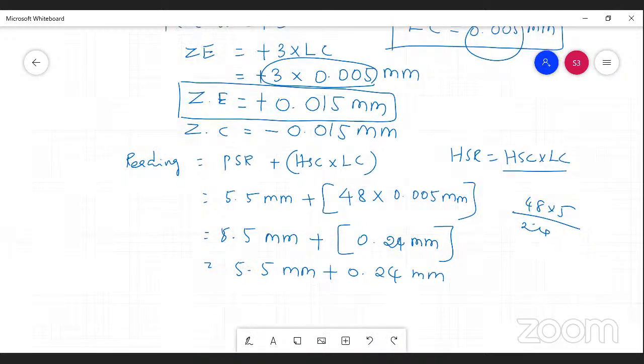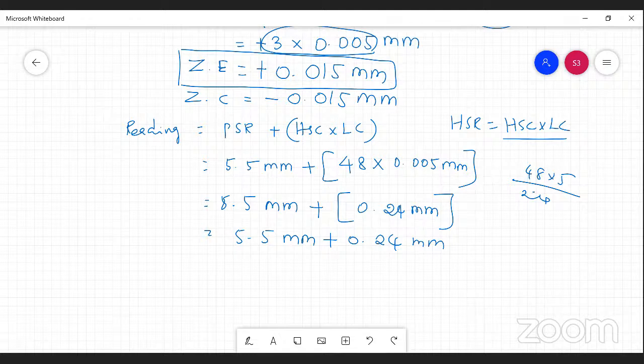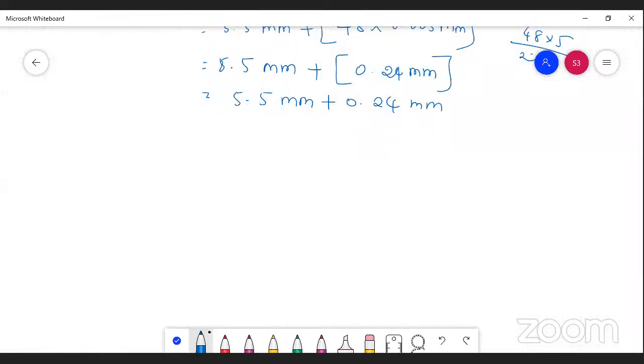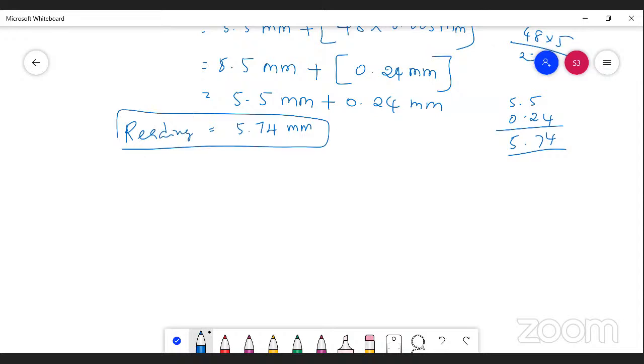The final value is 5.5 plus 0.24, which is equal to 5.74 millimeter. This is the reading value. You know well the reading value.